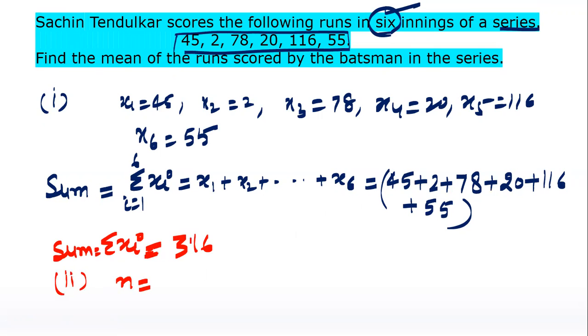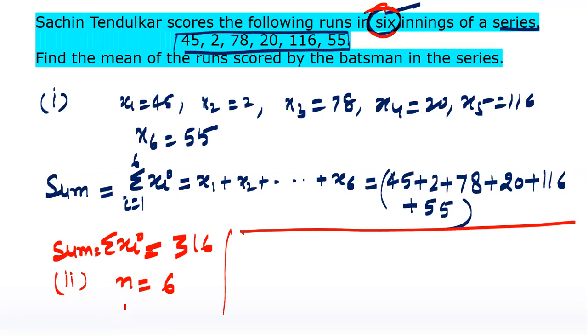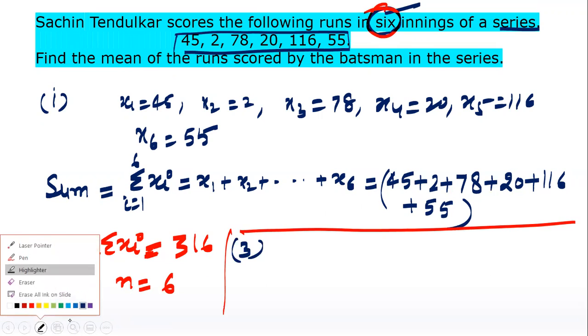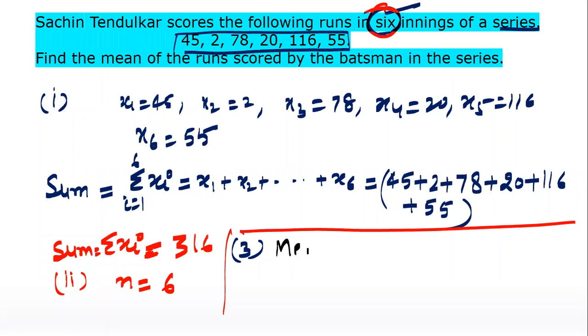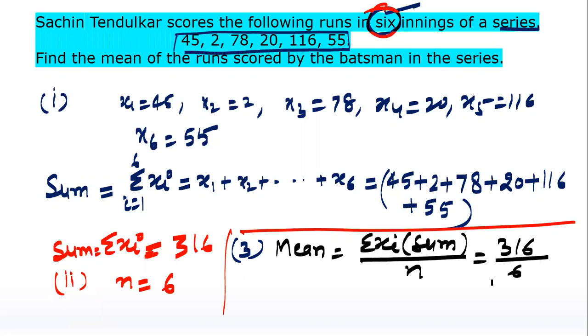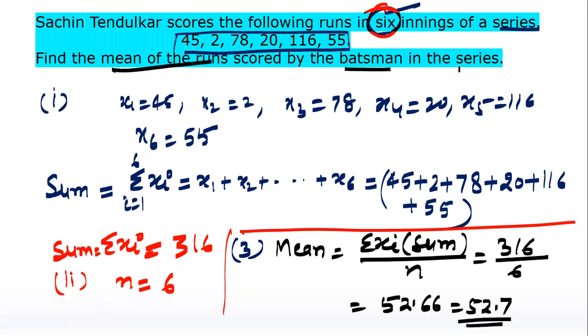Number of observations. 6 innings are there. N is 6. Now, what is the third step? The third step is mean. How to find out the mean? Mean equals summation xi, that is sum, upon number of observations. That is 316 upon 6. On solving, you will get 52.66, that is 52.7. This is the mean of the runs scored by Sachin Tendulkar in the series.